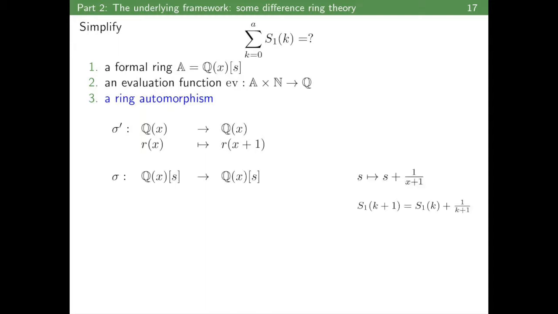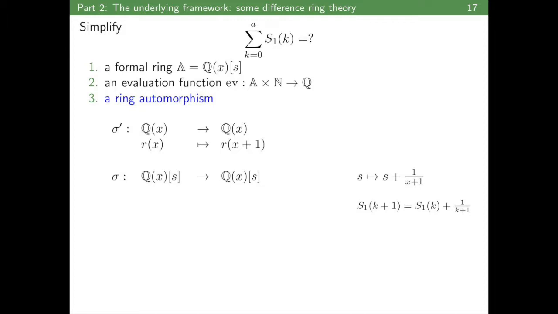Similarly, we can extend the shift operator if we consider this polynomial ring. And here we just have to see how the k-th harmonic numbers are shifted. If you take the k-th harmonic numbers and shift them, then these are the k-th harmonic numbers plus one extra summand, which is 1 over k plus 1. Is that clear?